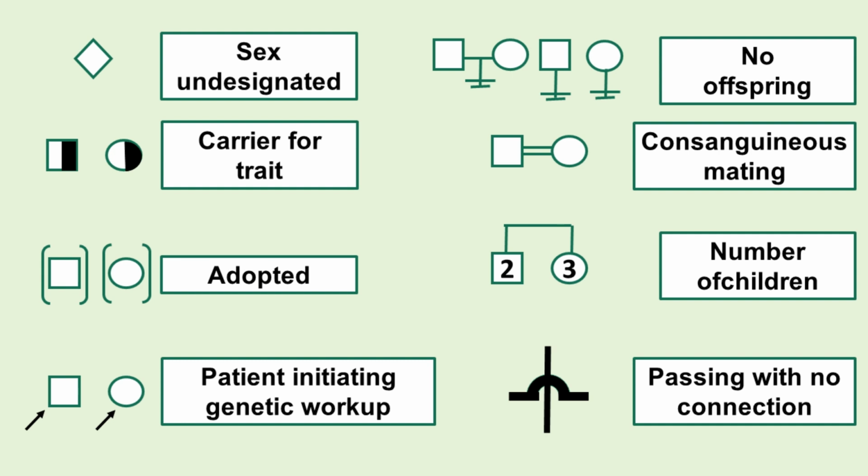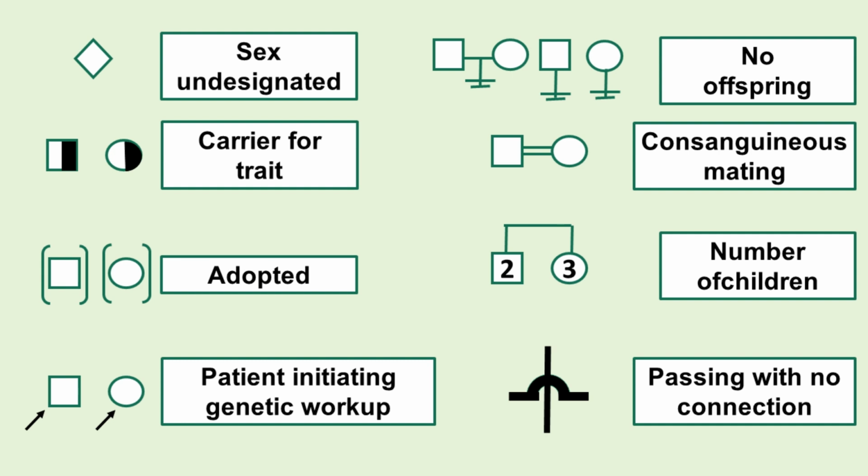There are other symbols used in a pedigree. Starting from the left top, a rhombus is used when an individual's sexuality is undesignated. For some reason, we have no information about whether it's a male or a female. Under it, we have a symbol of a male and female that are half white and half black. This type of showing an individual indicates that they are carriers, which means they are heterozygous.